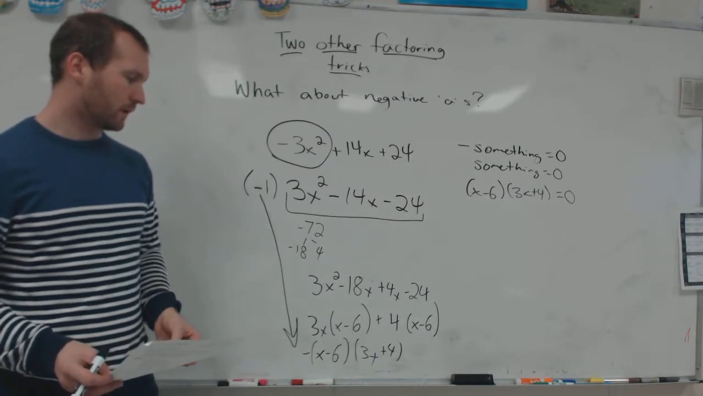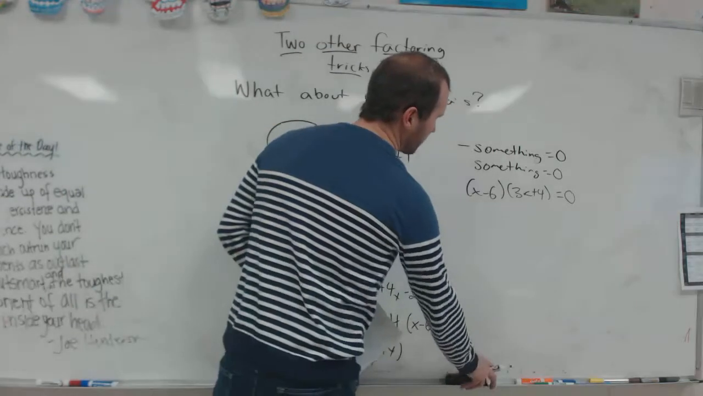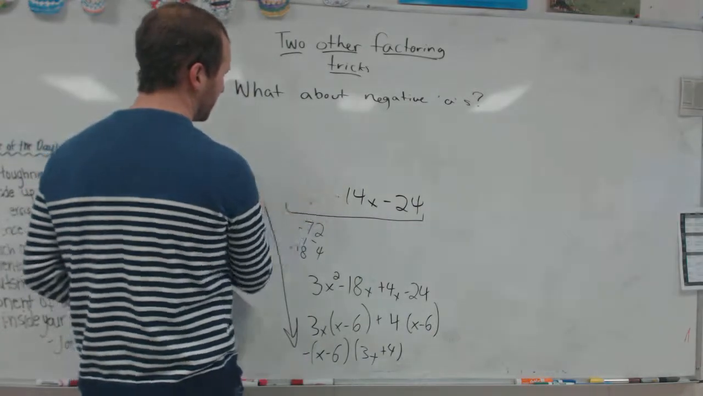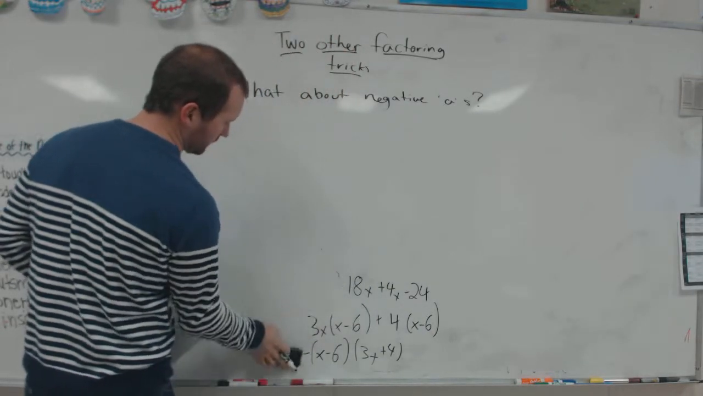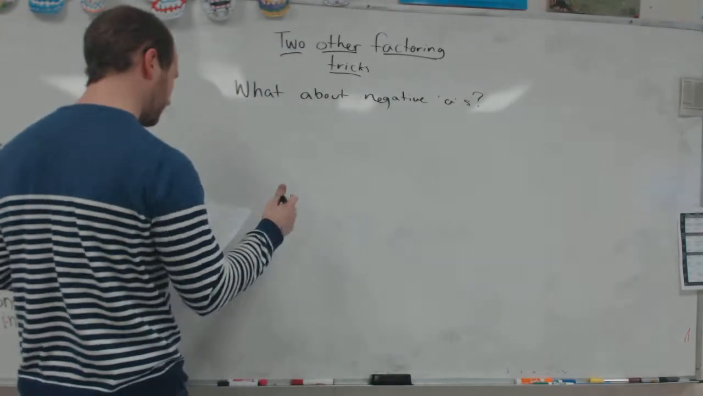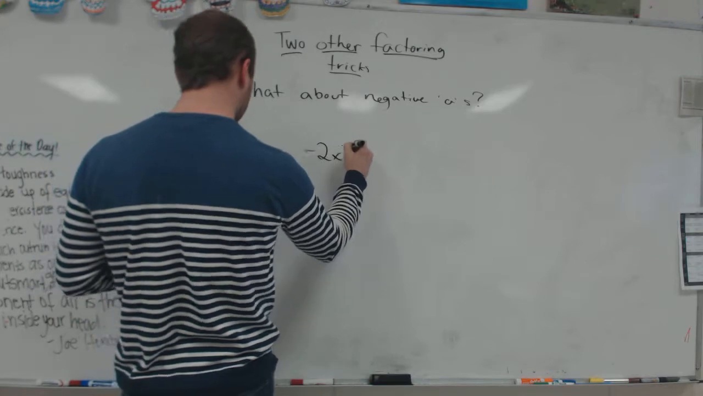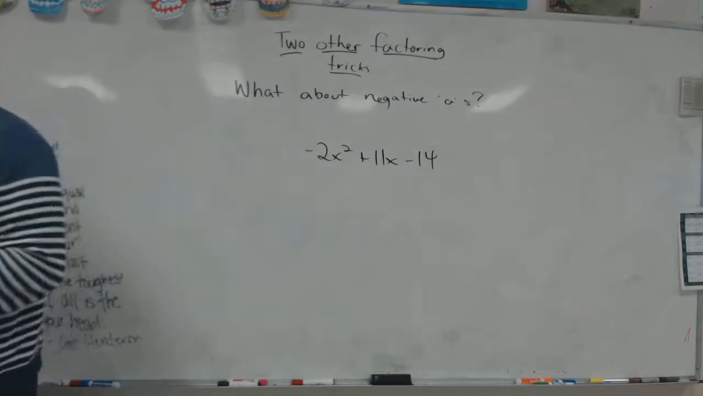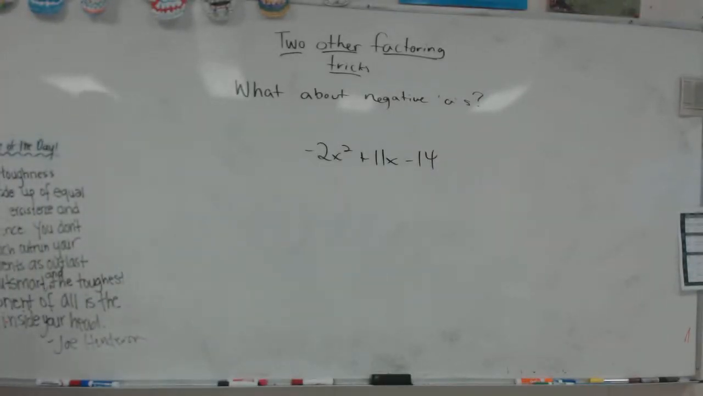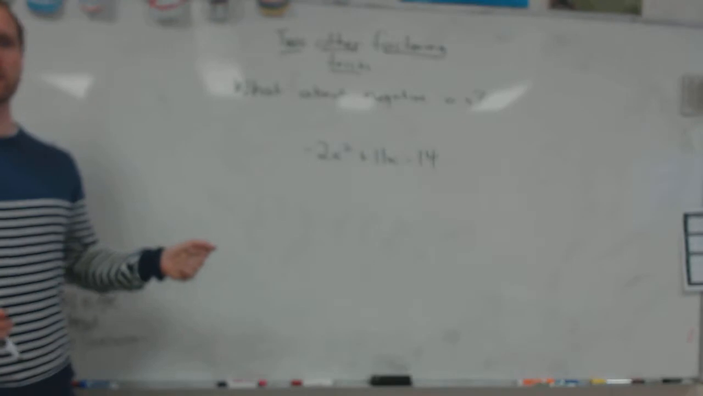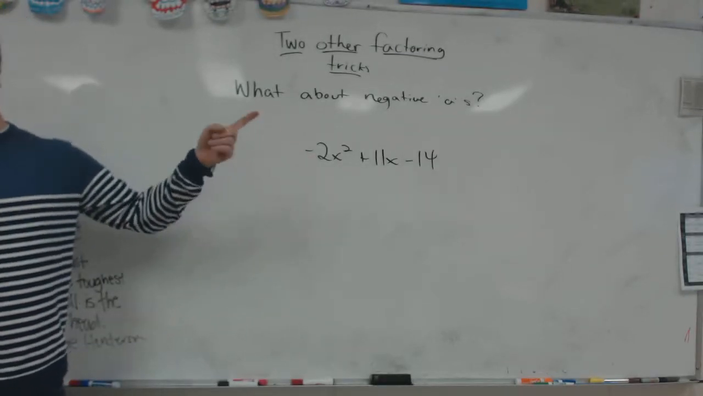Anyway, I diverge. So let's do another one that's negative like that. What if you had something like negative 2x squared plus 11x minus 14? We can't solve that. It's impossible to solve it as it stands because why? Negative a.